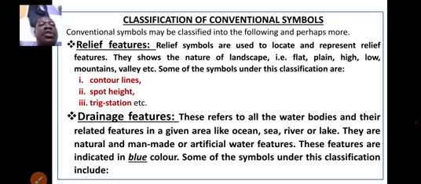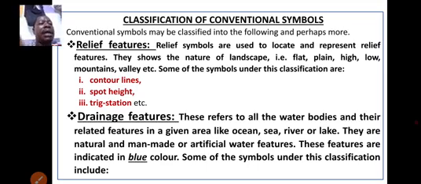Then the other one is drainage features. These features refer to all water bodies that we see on a given map, all the blue lines that you see. That is the oceans or the sea, the rivers, the lakes, the springs, ponds, whatever. They are all indicated with the color blue.